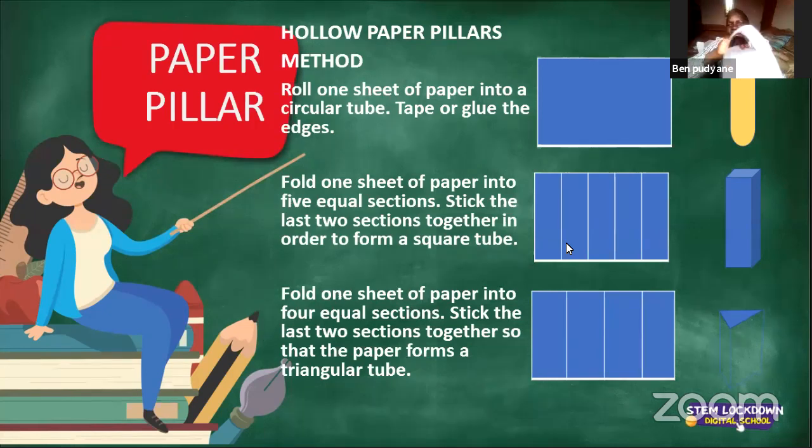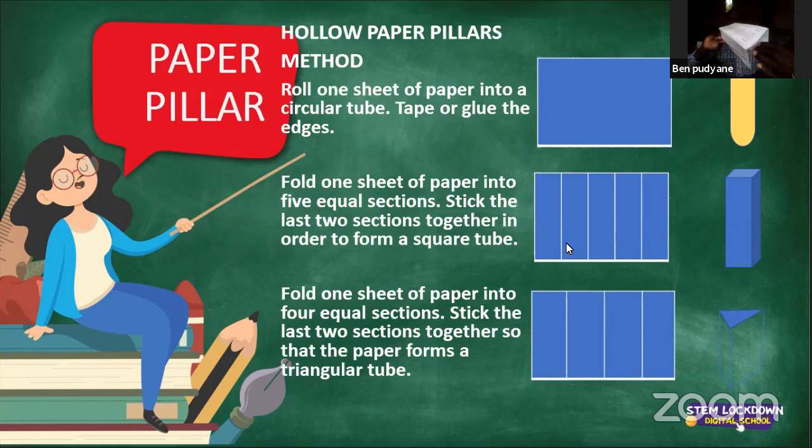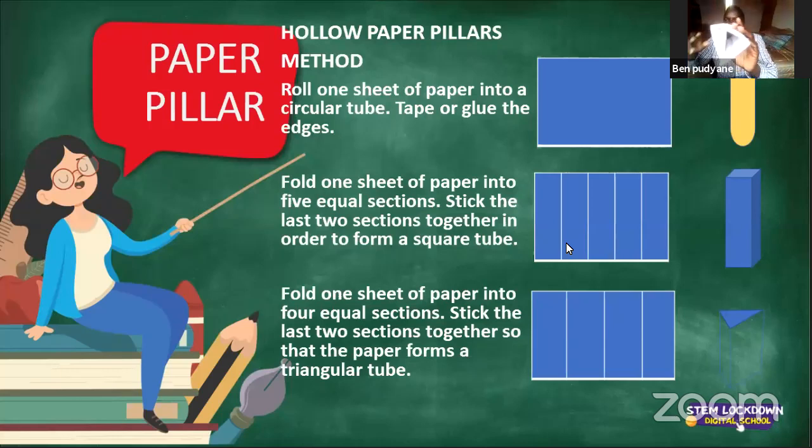Now it's 4 parts. You see, when I join it, it does not make 4 parts. It makes a triangle because the 2 sides must be connected. You must be able to put the tape or the glue to connect the last 2. So now, after having connected, my shape looks like this one.